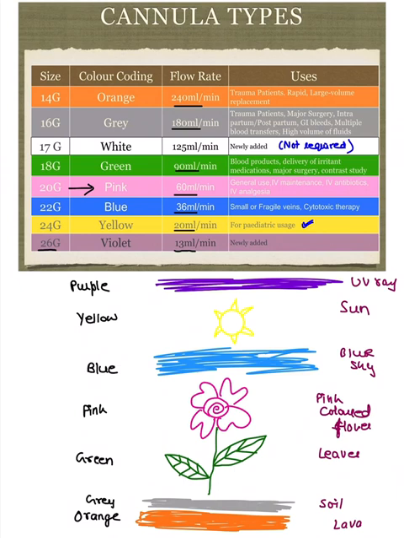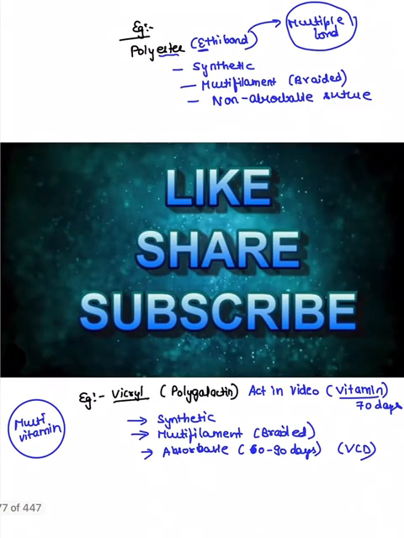Just try to have an idea, guys, where we use these. For pediatric use, this 22 to 24 gauge cannula is more commonly used. When you need a rapid flow rate, for example in a trauma patient, rapid large volume replacement, there you use the large bore cannula, that is 14 gauge or 16 gauge, because you need to replace the volume quickly. So this is about your color coding of the cannula.